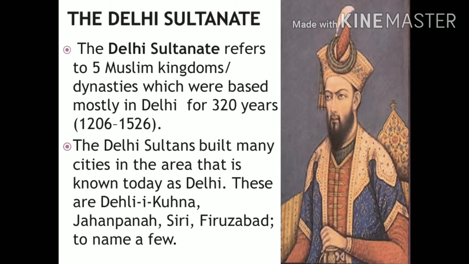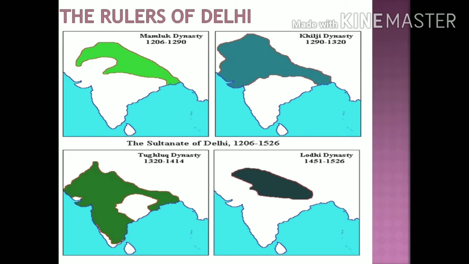So first Rajput rulers ruled over Delhi, and then came the Delhi Sultans, and after that came the Mughal rulers, about whom we will read in the next chapter. Here are the maps showing areas ruled by various Delhi Sultans during their reign.